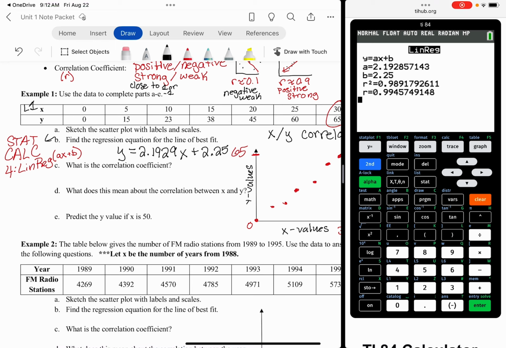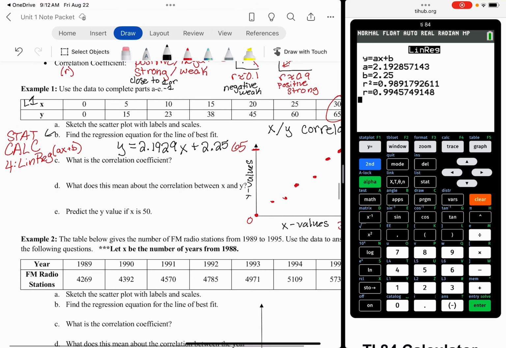Now, don't clear this page yet, because our next question is, what is the correlation coefficient? And remember, the correlation coefficient is our r value. So if you look, they give us 2 r values. They gave us an r squared and then r. We just want the r value. And we're going to write down what that is, rounding to 4 decimal points again. So we have 0.9946. And the r value is typically going to be a long decimal.